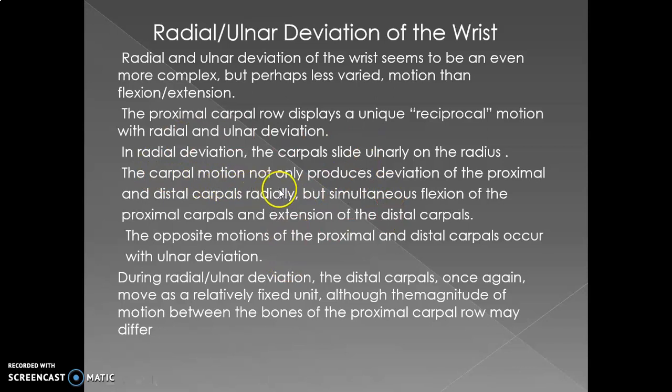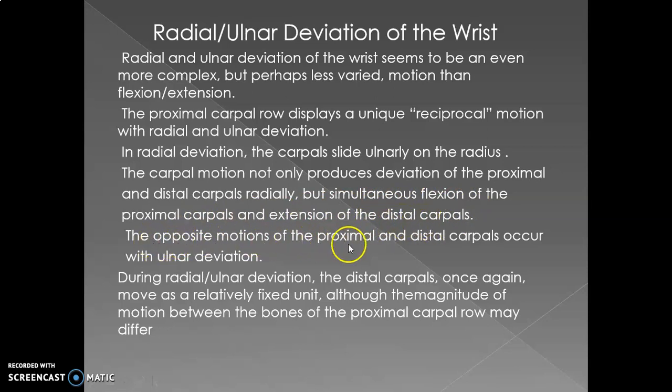The carpal motion not only produces deviation of the proximal and distal carpals radially, but simultaneously flexion of the proximal carpals and extension of the distal carpals. So when this happens, what happens? Also there is a flexion of the proximal carpals and extension of the distal carpals.